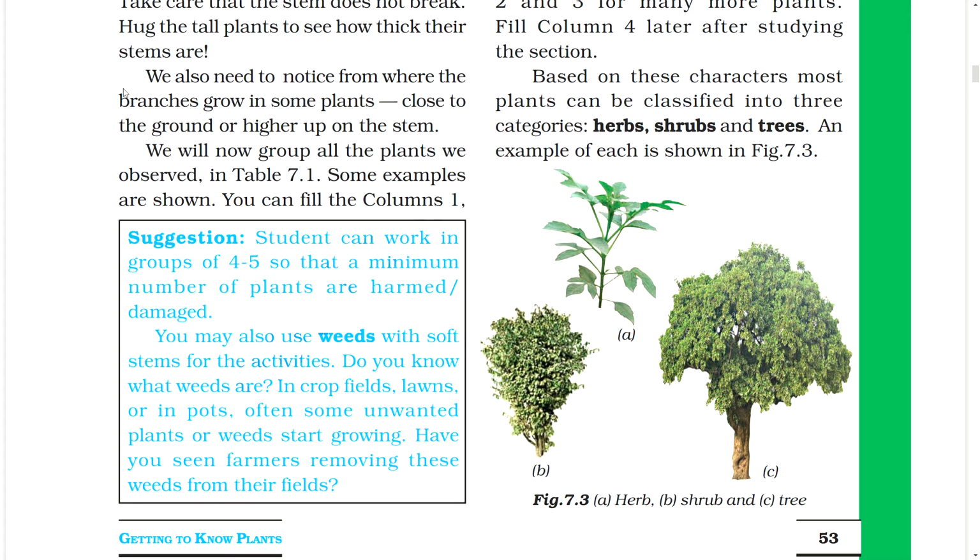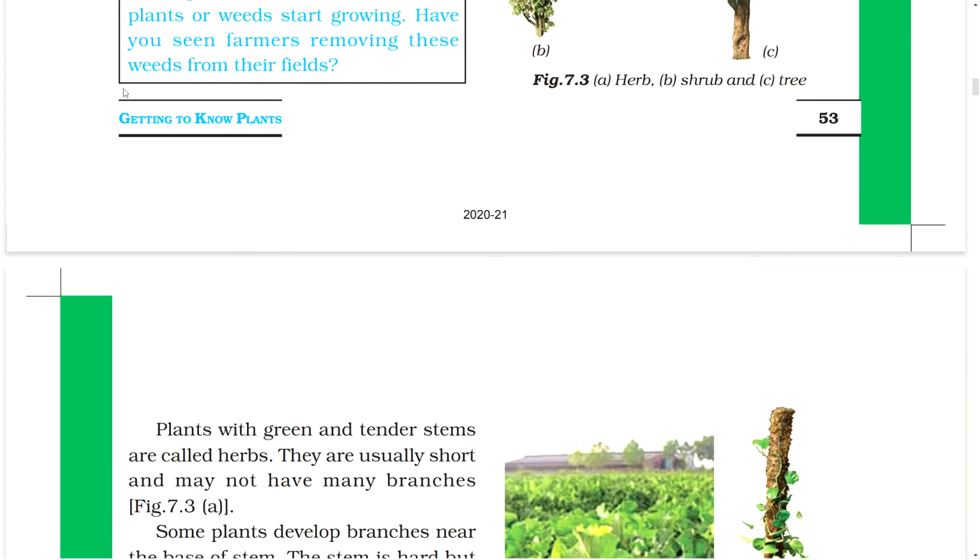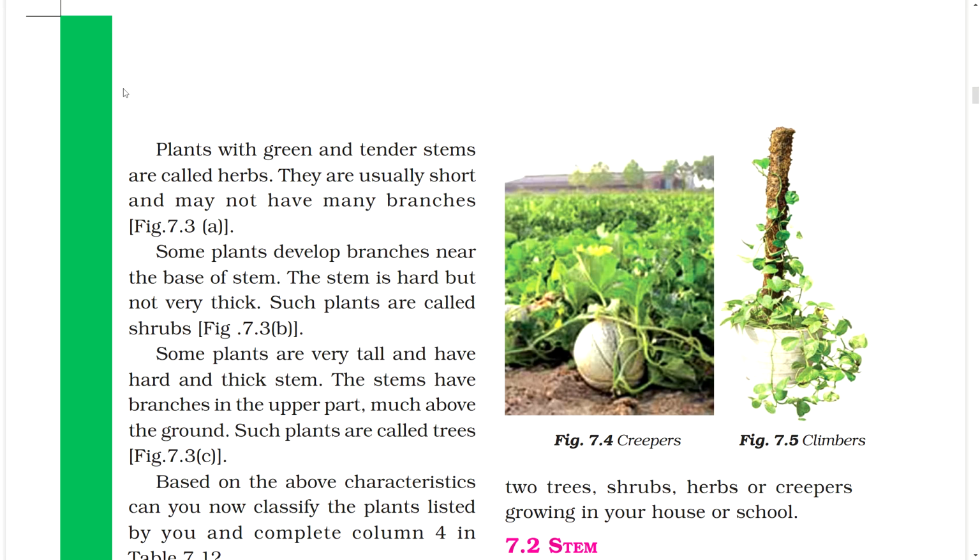A herb, B shrub, and C tree. Plants with green and tender stems are called herbs. They are usually short and may not have many branches. Some plants develop branches near the base of the stem. The stem is hard but not very thick. Such plants are called shrubs.